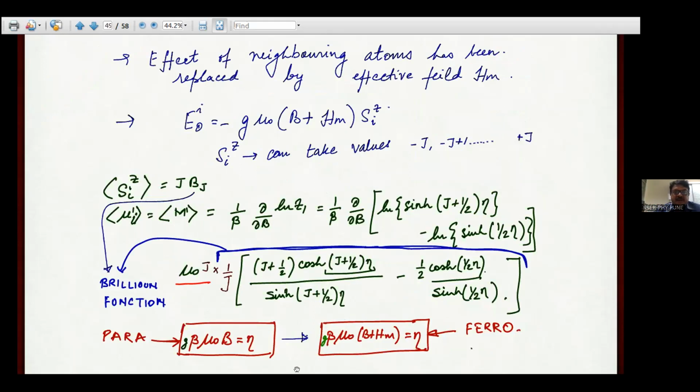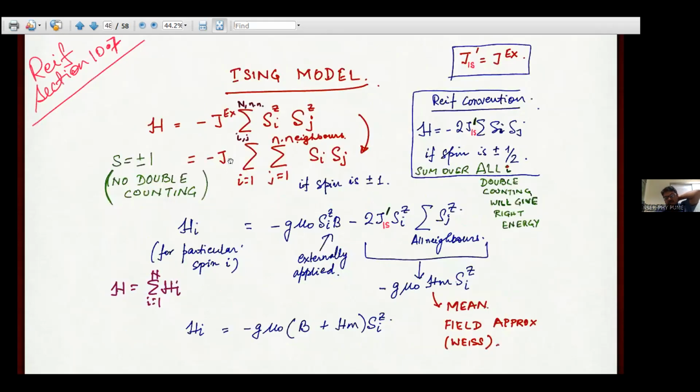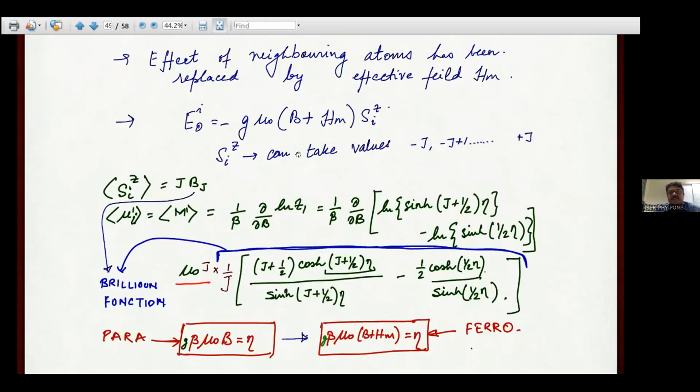So here what I have written is again the energy of a particular spin i can be written as g mu 0 (B plus H_m), the internal field, the Weiss molecular field, if you like, times S_z. In the Ising model, S_z can take only plus half and minus half, but in general, outside the Ising model, if you have an Ising-like Hamiltonian like this, then in general S_z can take values minus J, minus J plus 1, up to plus J, right?